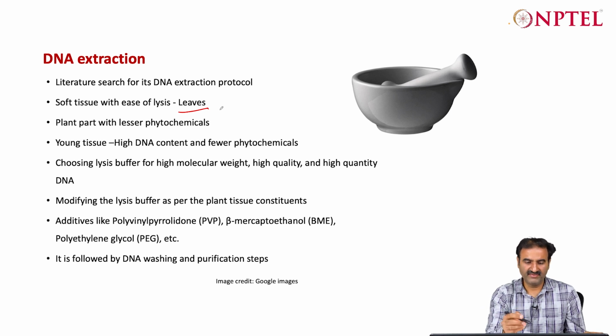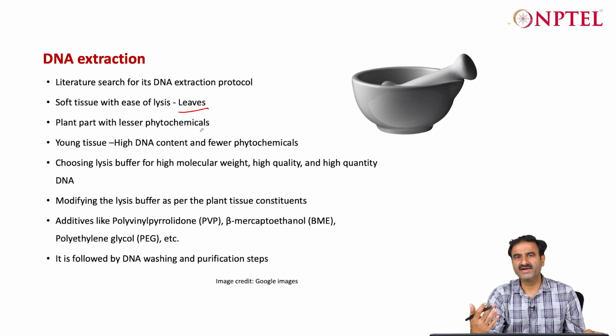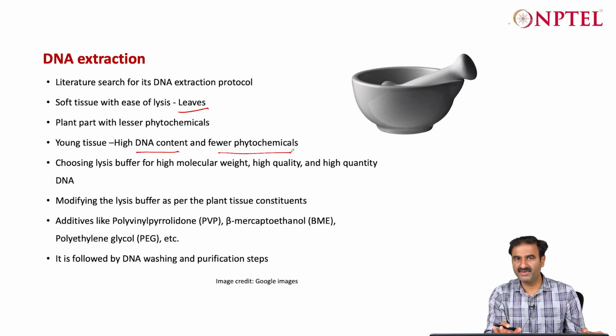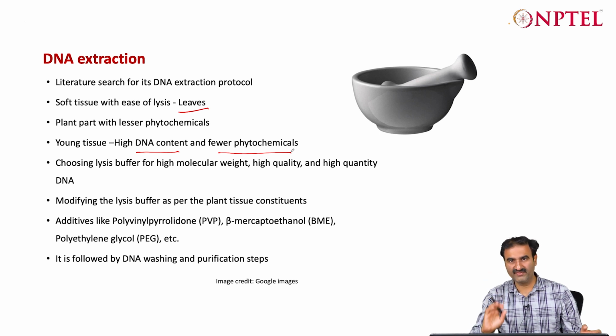So leaf has fewer phytochemicals; it may have flavonoids, terpenoids, polyphenols, etc., but much lesser than the stem or other parts of the plant. Young tissue is preferred, which has higher DNA content and fewer of these phytochemicals. And the goal should be to extract high molecular weight DNA, because in long read sequencing you desire longer products.